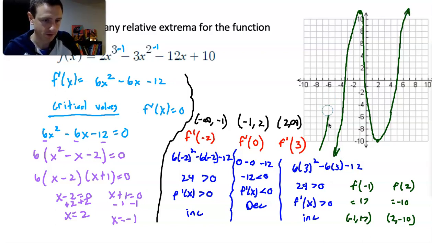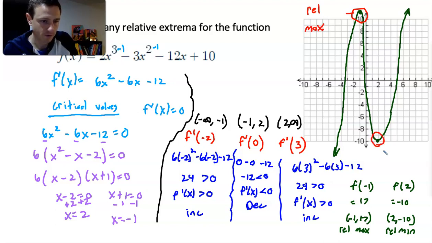There is my graph, and we decided that negative 1, 17 was a relative minimum. Oh, I'm sorry, not a minimum, maximum. Negative 1, 17 was a maximum. 2, negative 10 was a relative minimum, because it bottoms out. So relative max right here, and then a relative minimum right here. And there it is. Quite a process. But there it is.